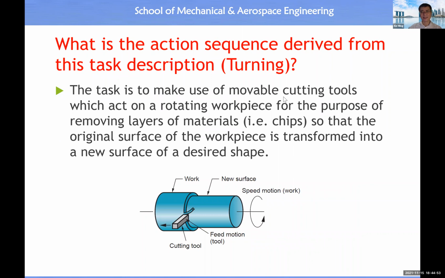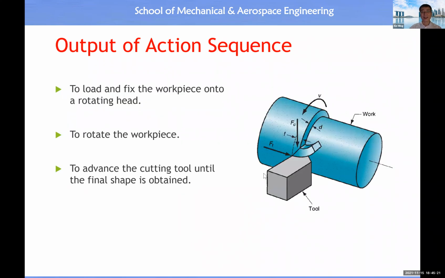And here is a task of turning. This is a material removal process. The description of the task is to make use of a movable cutting tool which acts on the rotating workpiece for the purpose of removing a layer of material, so that the original surface of the workpiece is transformed into a new surface of a desired geometry or dimension.